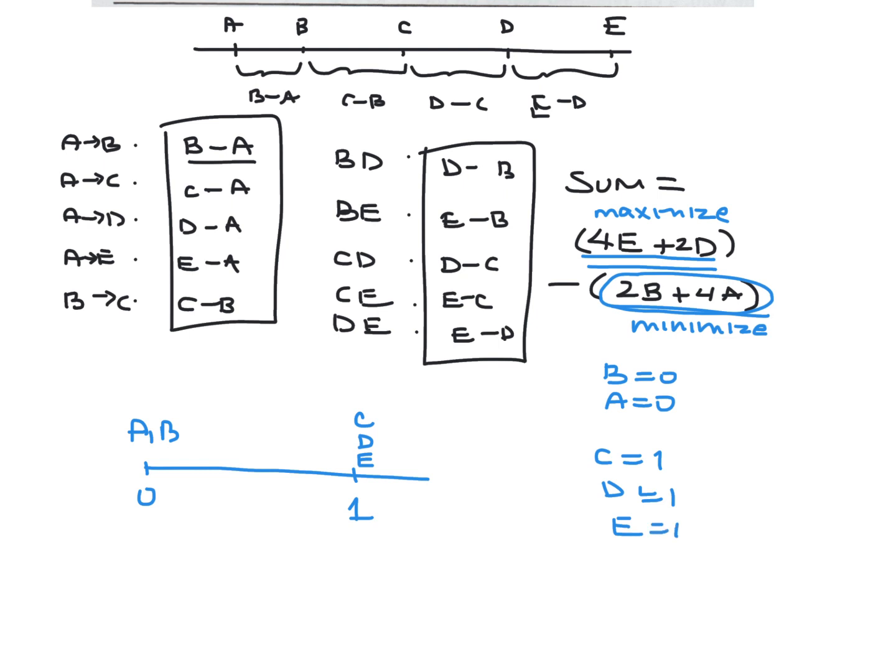If that's the case, then this term basically becomes 6. Right? Because E is 1 and D is 1. So that becomes 6 minus 0, which is 6. And therefore 6 is the answer to this question.